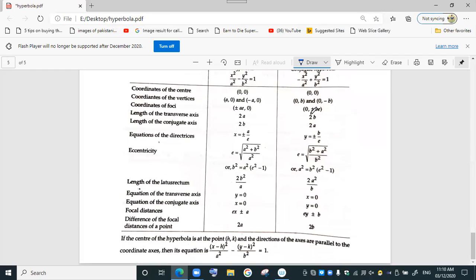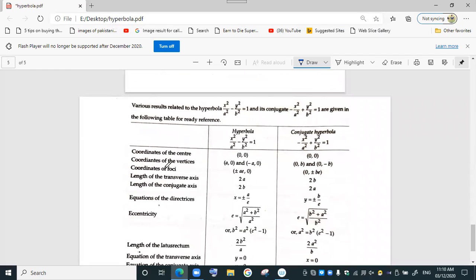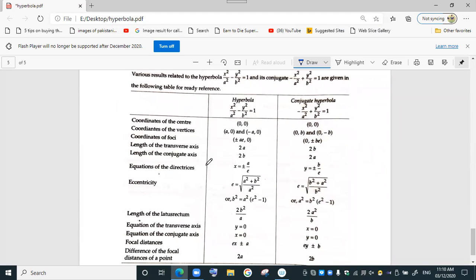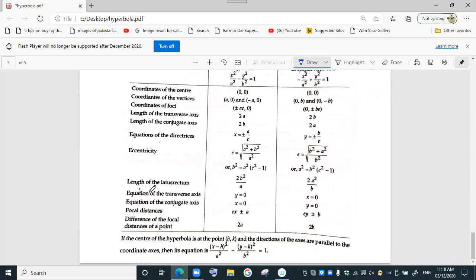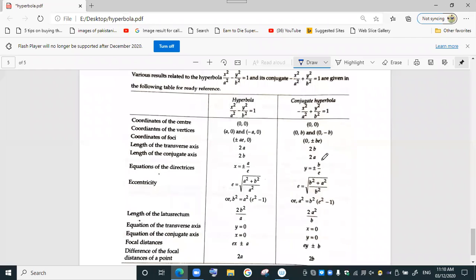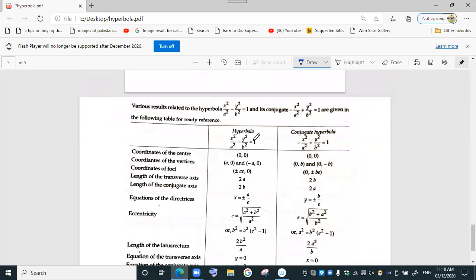So we have this table. From this table, we can do any question here. This is the first type of hyperbola: center, vertices, foci, length of transverse axis, length of conjugate axis, equation of the directrix, eccentricity, length of latus rectum, equation of transverse axis, conjugate axis, focal distance, and difference of the focal distances. Okay, so these formulas we will follow. We just have to check which type of hyperbola this is, whether it is a simple hyperbola or a conjugate hyperbola.